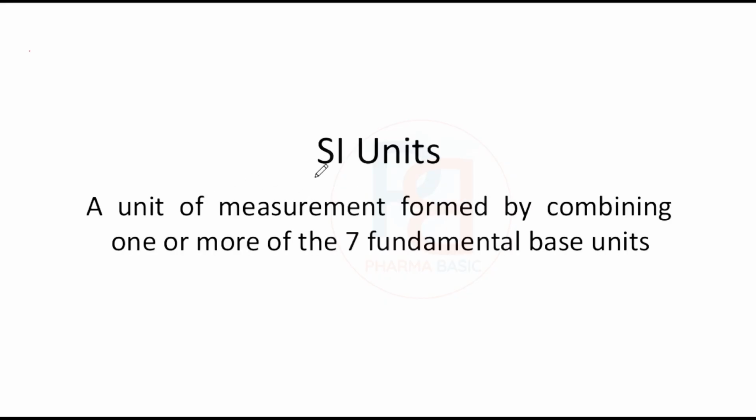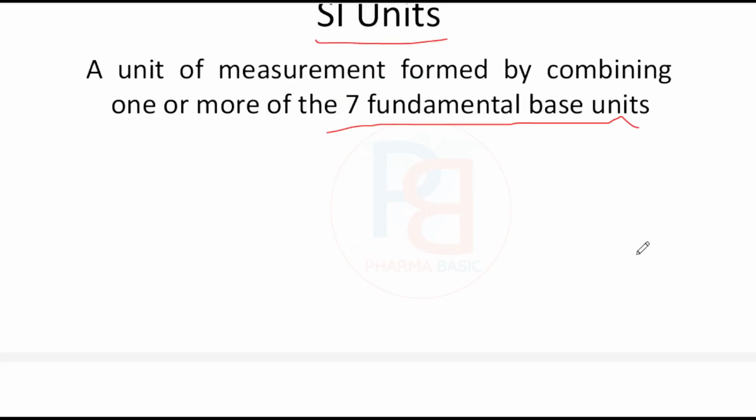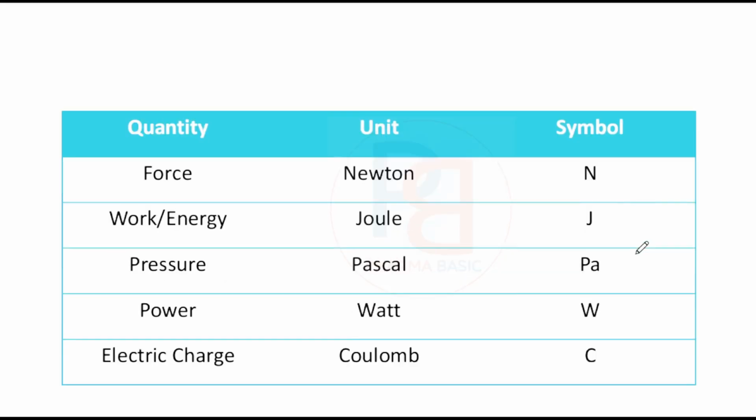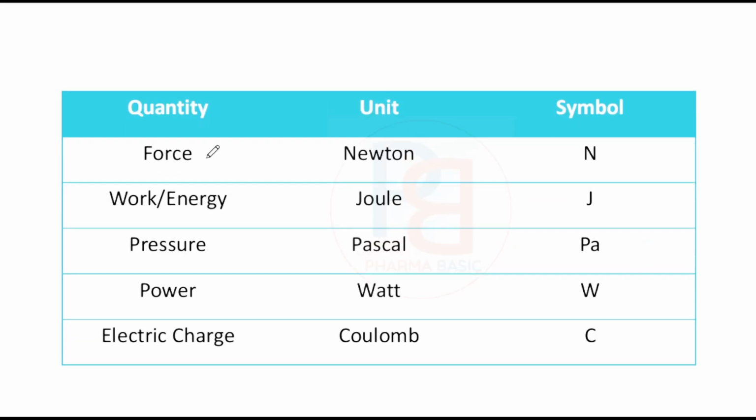In today's video, we are going to discuss a few derived SI units for measurement. So what are the derived SI units? These derived SI units are formed by combining one or more of the 7 fundamental base units, either by multiplying or dividing. So what are these units?